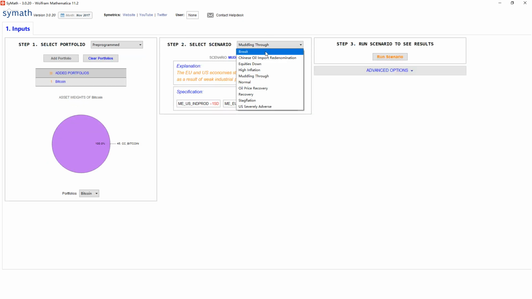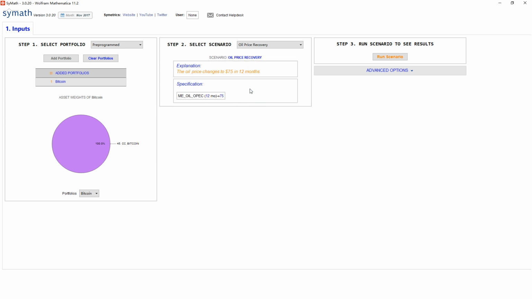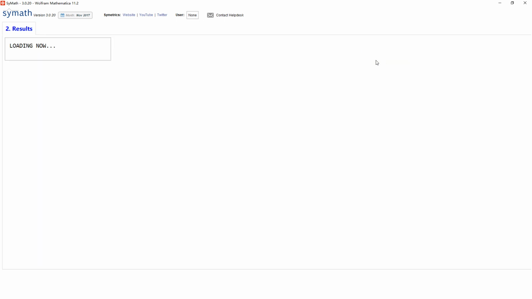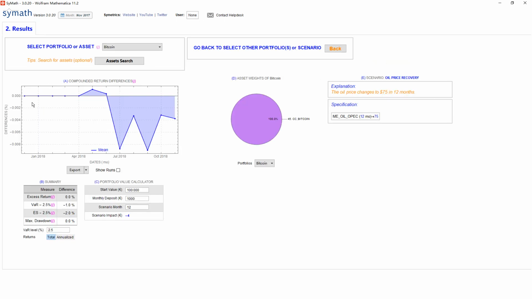Okay, finally, let's have a look at the scenario oil price recovery. In this scenario, the oil price moves to $75 in 12 months. And from the results, you can see that the compounded return differences are very small. So it seems that Bitcoin is not related to the oil price movement.